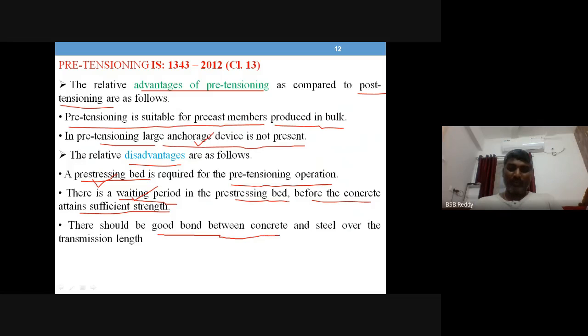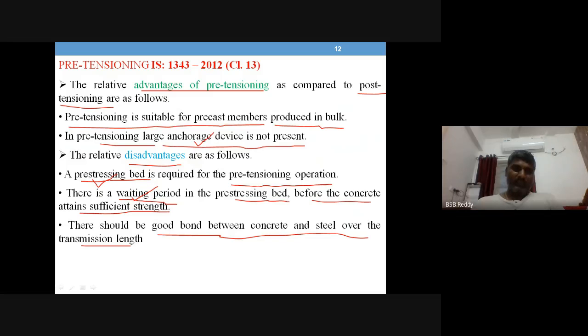And there should be good bond between the concrete and steel over the transmission length. Okay, if you provide a very lengthy concrete member, then you will have more bond. If the member is short, the bond is less. From the reinforced concrete design chapter, recall the parameters on which bond strength depends. The more the bond strength, the more effective is the pre-stress. If the bond is strong between the steel and concrete, then almost 100% of the stress you give to the steel will be transferred to the concrete. Otherwise, if the bond is not good, then you lose the pre-stress.